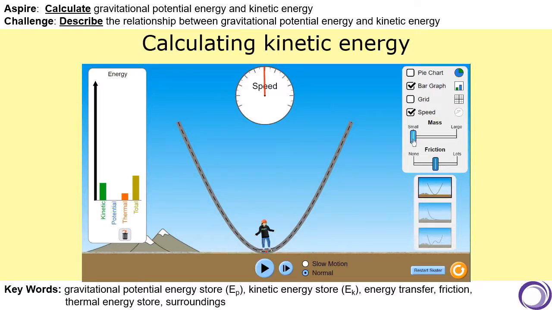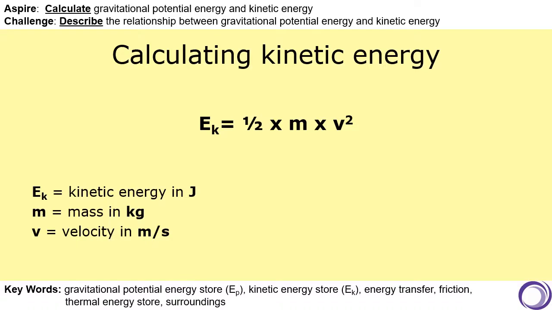If instead I make the skateboarder really big, so I increase their mass, again their speed hasn't changed, but their kinetic energy has increased. So mass is the second factor that will affect the amount of kinetic energy that a moving object has. So here is the equation for calculating kinetic energy, and you can see that it includes the two factors that we have just discussed, mass and velocity.